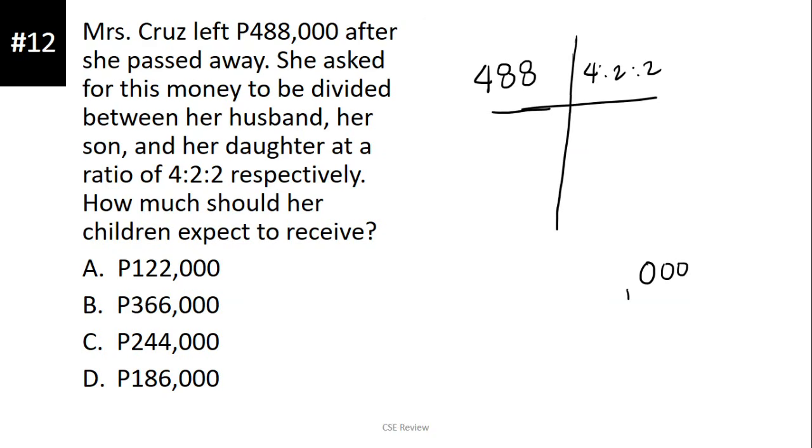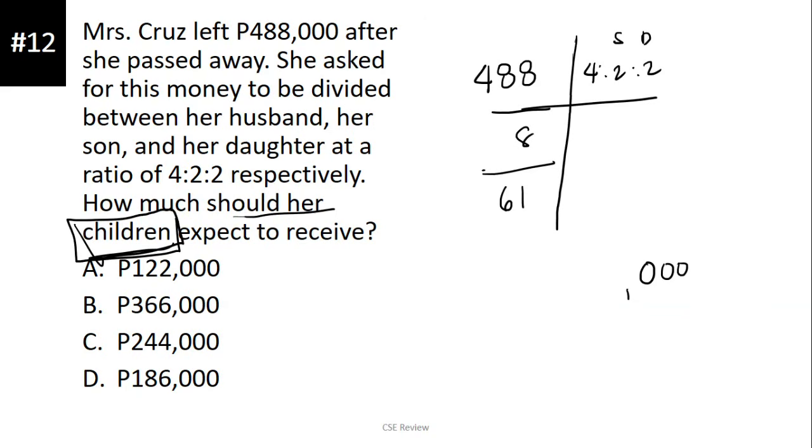Okay? Dahil yan ang ratio natin, i-add natin yan lahat. 4 plus 2 plus 2 is 8. So, i-divide lang natin. This is going to give us 61. Okay? 61. And then, ang hinahanap is how much should her children. Ngayon, dito usually nagkakamali iba. Okay? Pag children kasi is kasama yung son at saka yung daughter.